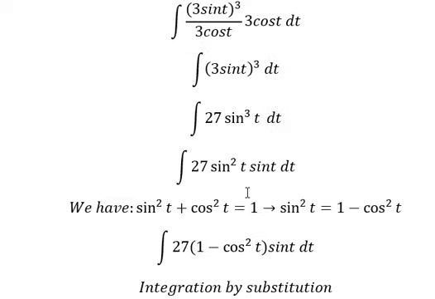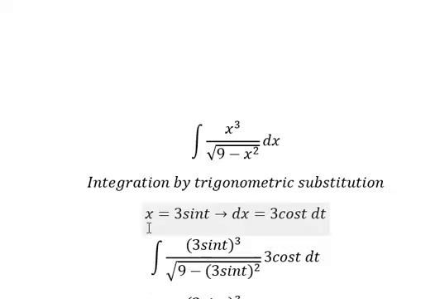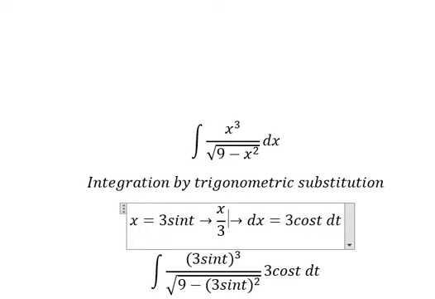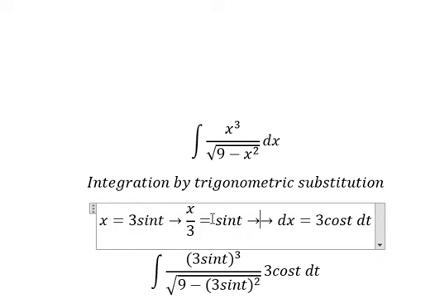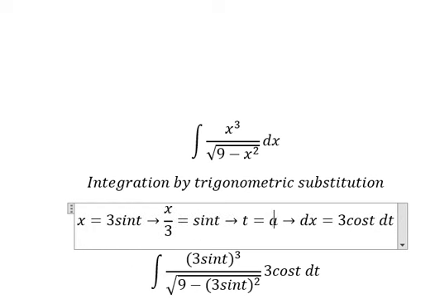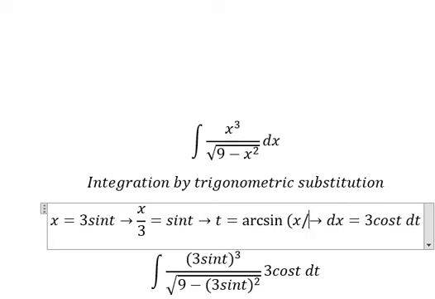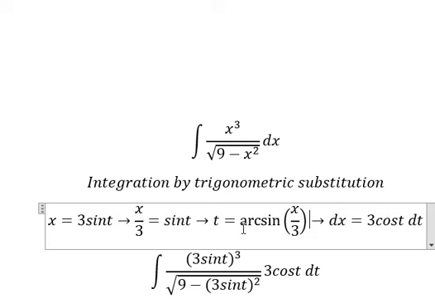About t, that is this one. So we need to divide both sides by number 3. So we get t equal to arcsine of x over 3. So we can put this one to replace for t.